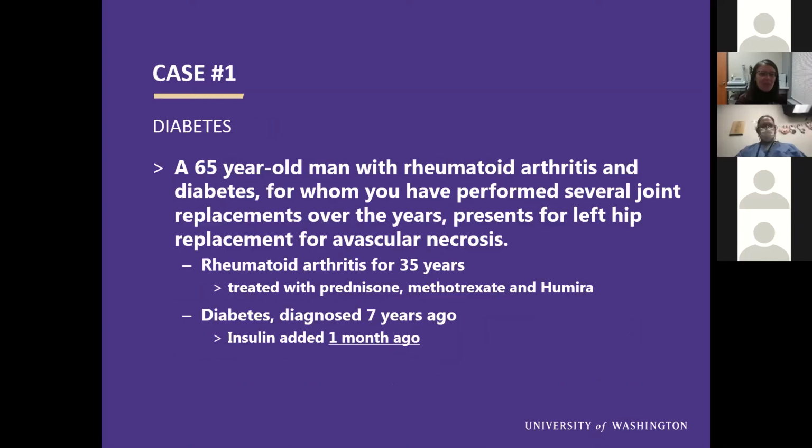All right, enough talk. Let's do a case. My first case is a 65-year-old man with rheumatoid arthritis and diabetes for whom you have performed several joint replacements over the years. He presents for a left hip replacement for avascular necrosis. He has had rheumatoid arthritis for 35 years, treated with prednisone currently, and methotrexate and Humira. And he has diabetes diagnosed 7 years ago. And just 1 month ago, insulin was added.